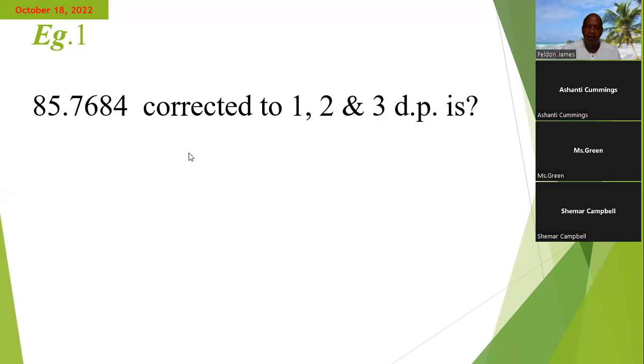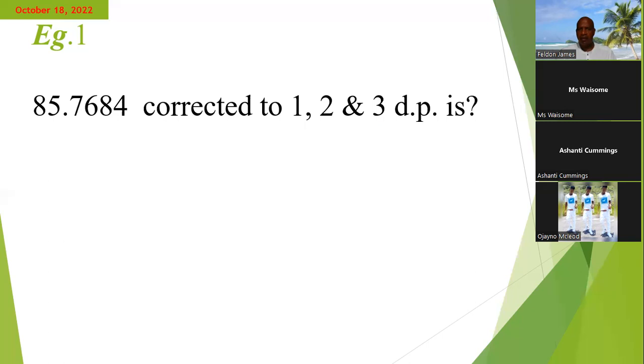So if we're rounding this off to one decimal place, can somebody volunteer and give me the answer? One decimal place, sir. Yeah, all right, go ahead, Miss. 85.8. All right, somebody said 85.8. Anybody else agree with that 85.8? Let me see your hands.